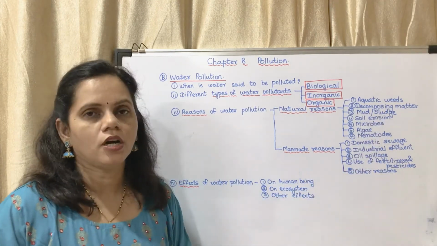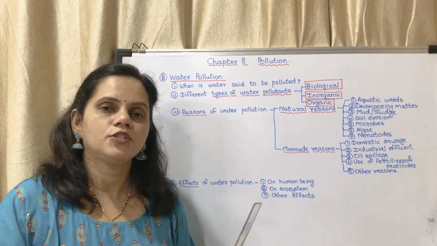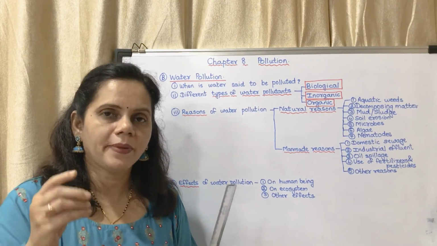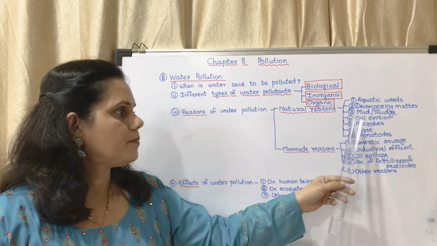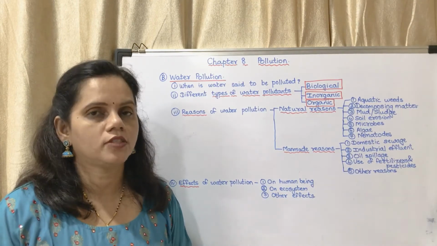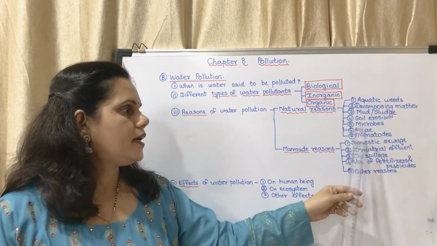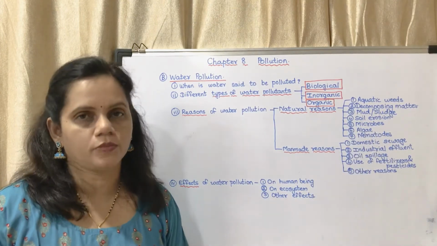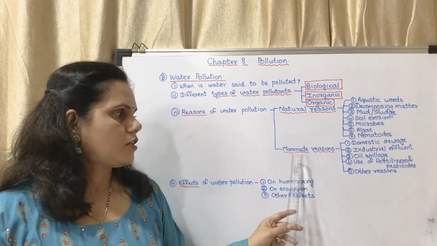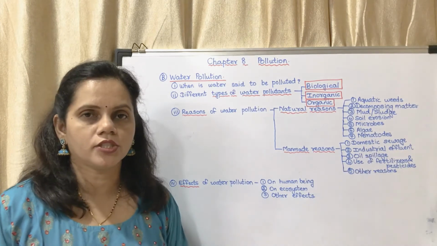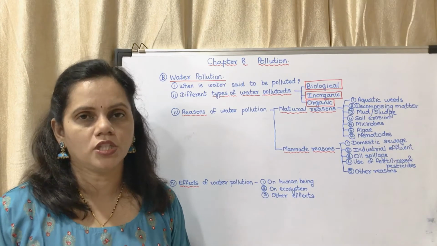Mud or sludge. Mud means the sticky mud which is present, which mixes with water. Sludge is the paste. It is similar to mud, but it is a paste which acts as a pollutant. Soil erosion. There is more amount of soil in the water. Microorganisms, algae and nematodes. Nematodes means worms. So these are the natural reasons of water pollution. Now the man-made reasons, domestic sewage. Domestic sewage means the disposed water from households.